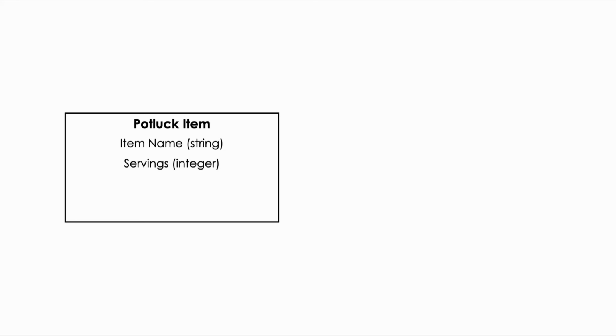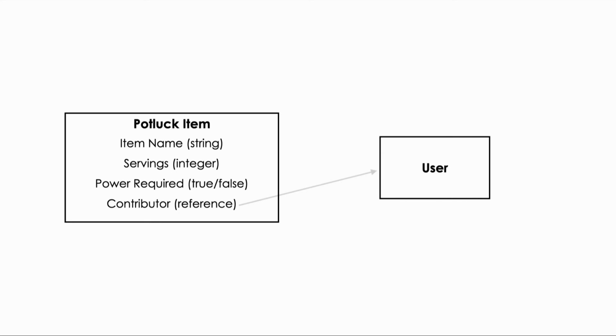To track the need for the power receptacle, we'll create a field labeled Power Required. We'll set that as a true-false field. And then finally, we'll add a field labeled Contributor to record who's bringing it. And for this field, we'll build a reference to the user table because all of our employees already have user records populated in the database.